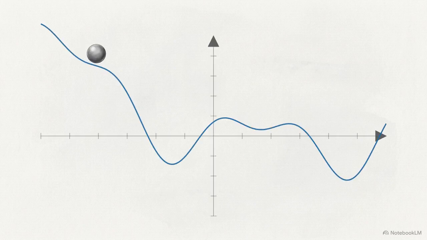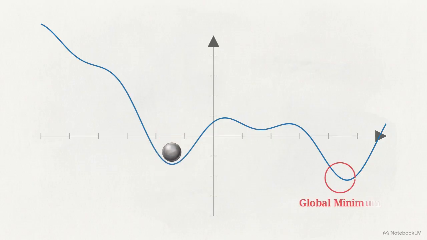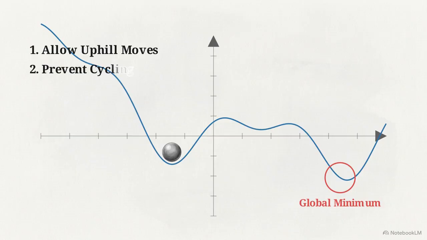Standard local search algorithms follow a rigid logic. They only accept improving moves, rolling downhill until they can't anymore. If the path bottoms out in a shallow valley, the algorithm stops, completely missing the true lowest point further down the board. To break out of that trap, an optimization model needs two structural capabilities.